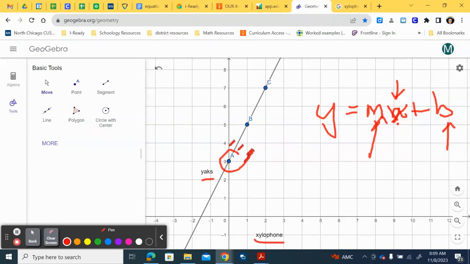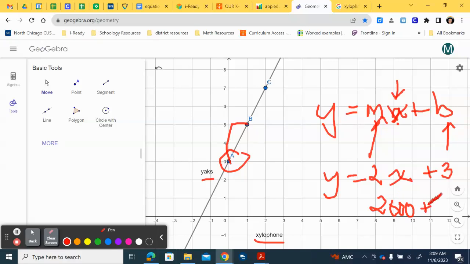All right. Well, I know my y-intercept is 3, and my slope is going up 2 and over 1. So my slope is 2. My y-intercept is 3. So the equation to find out how many yaks I need if I have 1,000 xylophones is y equals 2x plus 3. If I put the 1,000 in for the x, then I multiply by 2 and add 3. So 2 times 1,000 is 2,000. And add 3 to that is 3.